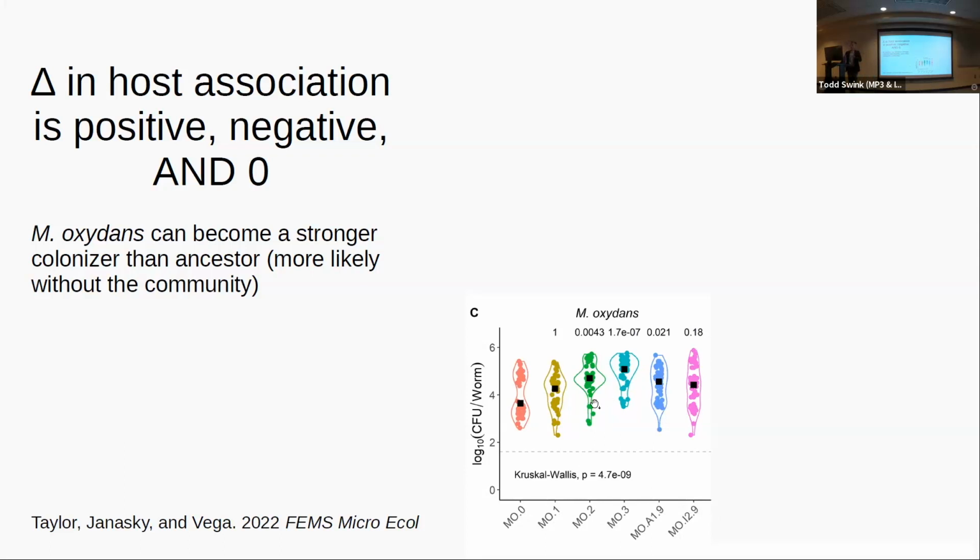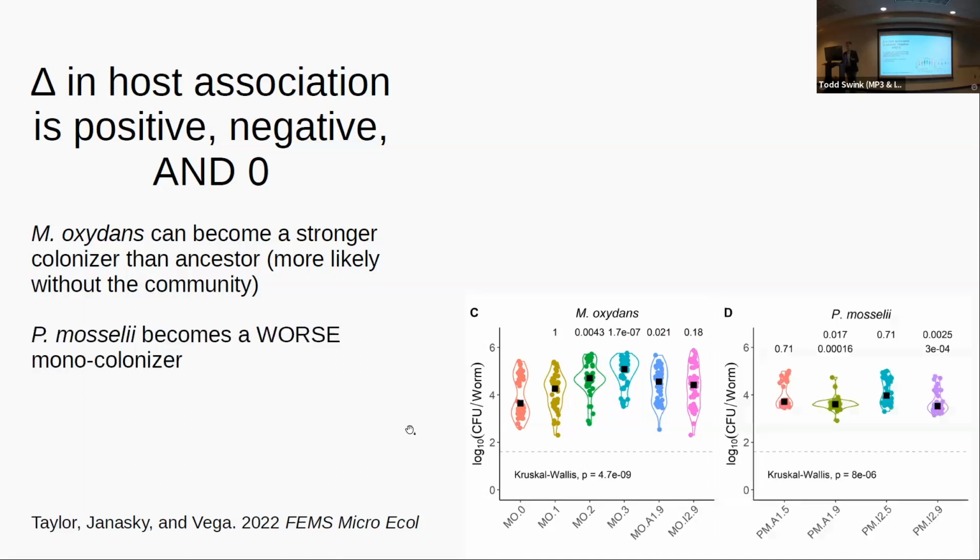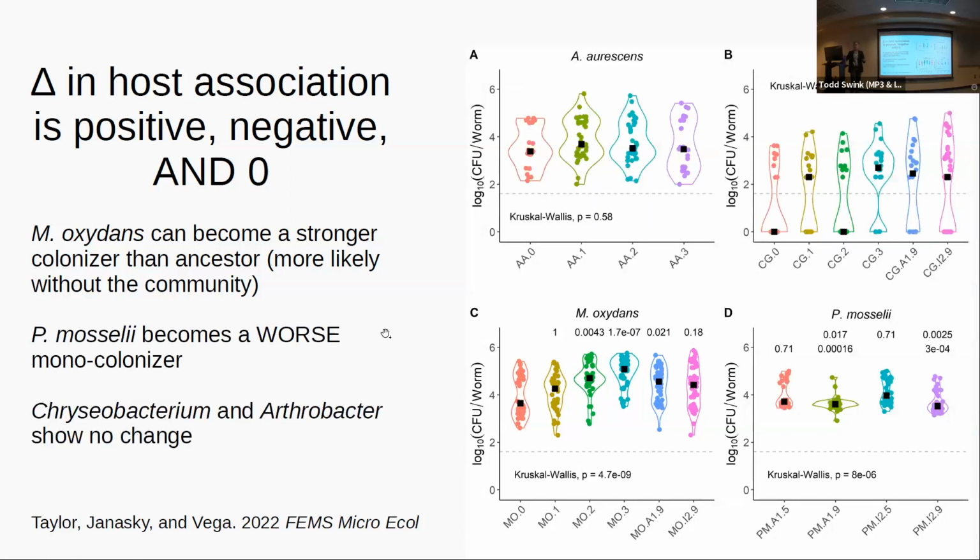M. oxidans in single species became a slightly better colonizer. In communities, not so much, but communities can slow things down, so maybe that's what happened. Our pseudomonad became a worse monocolonizer over time. And for our other two bacteria, Arthrobacter was interesting because it got excluded, so we only have single species passages here. It didn't change. Chryseobacterium, which is most of our populations, also didn't change. Literally, better or worse, no change. Every combination, every possible direction of adaptive change was observed.